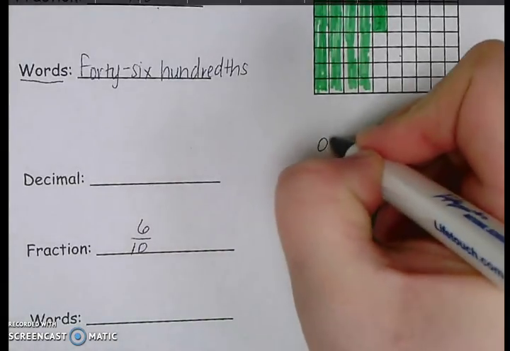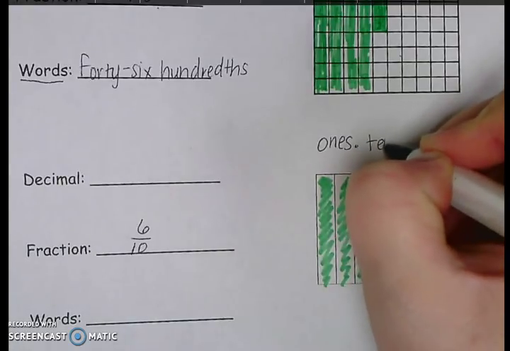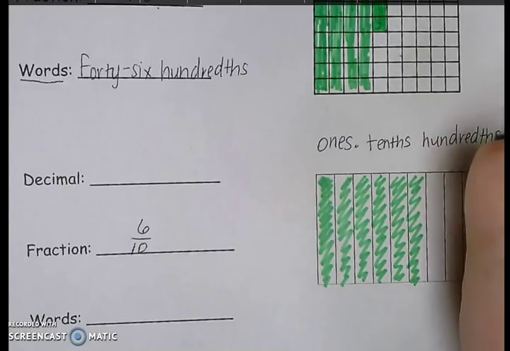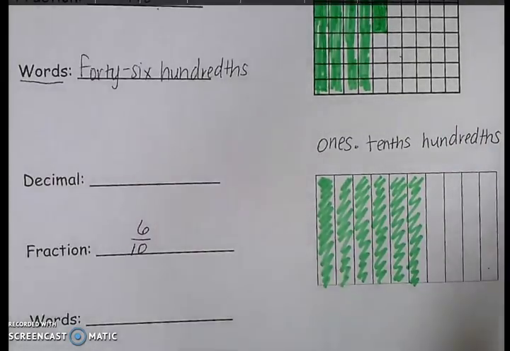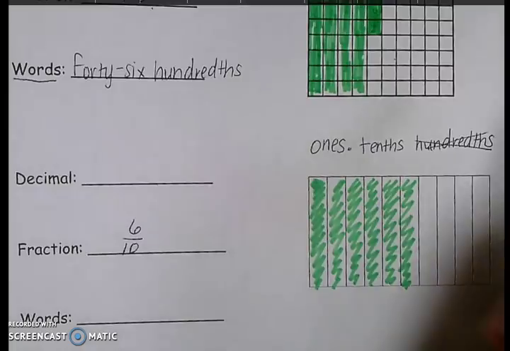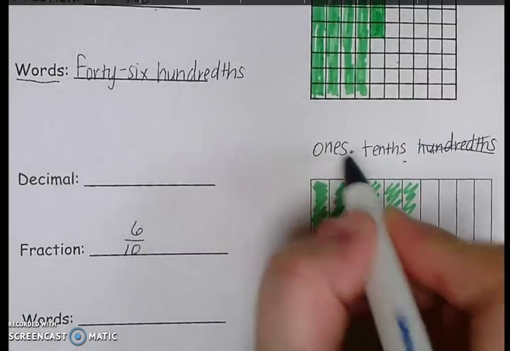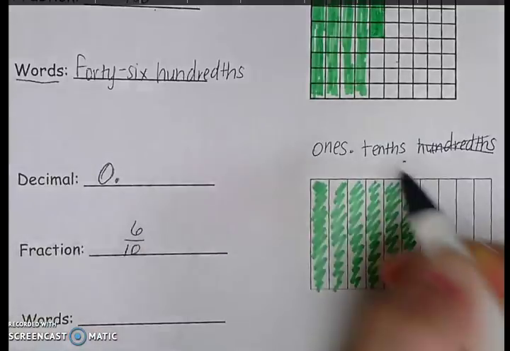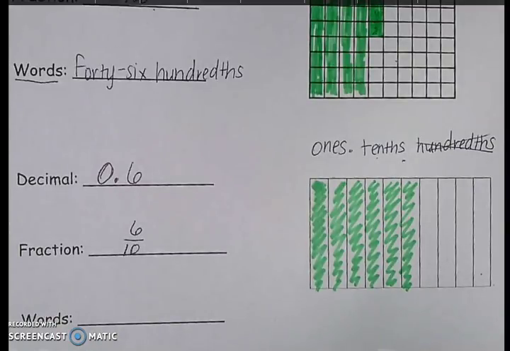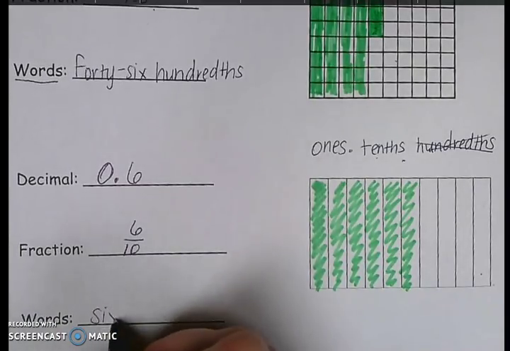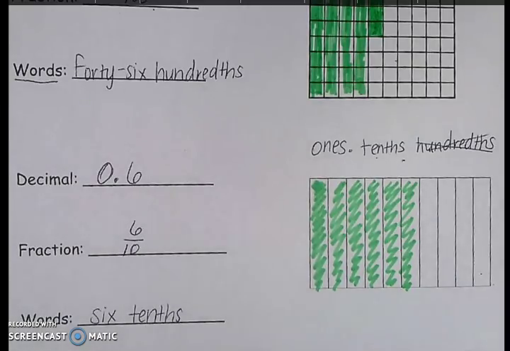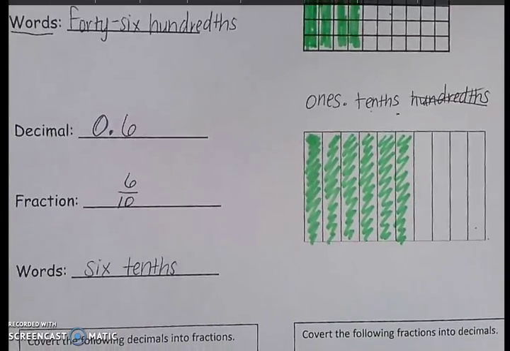Now let's remember our place value, the ones place, the tenths place, and the hundredths place. Okay, we don't have any hundredths here because we only go up to 10. So we're only talking the tenths place. So I have 0 in my ones place, and then 6 in my tenths place, so 0.6. So in words, it would just be 6 tenths.